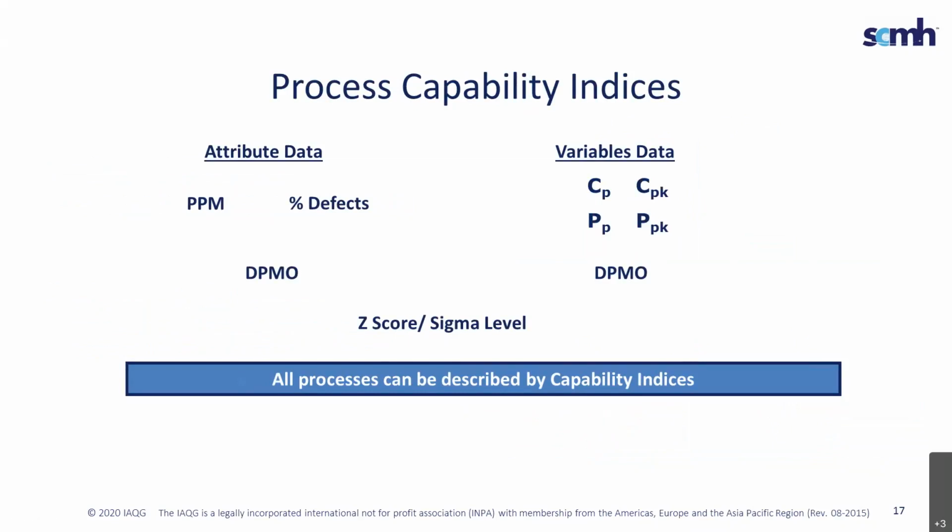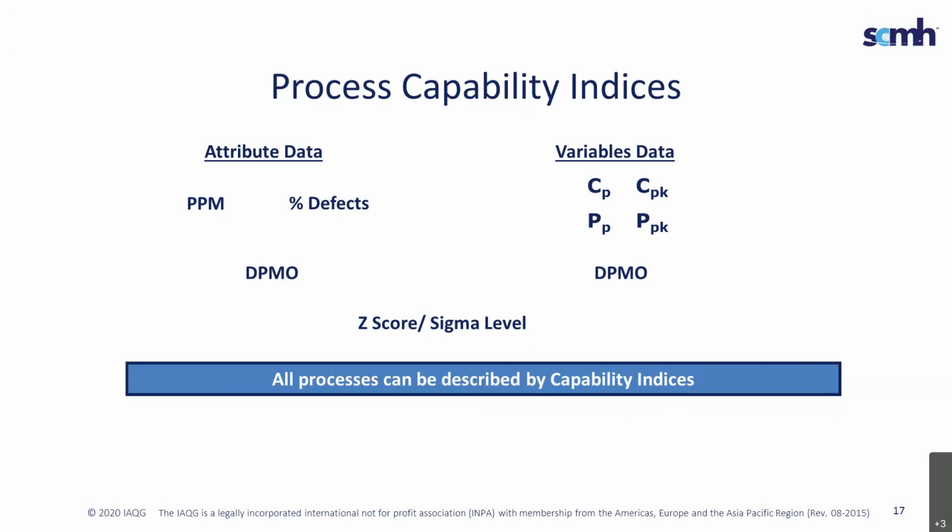Now, that can be turned into what they call defects per million opportunities or defects per million parts. And once you have that, you can turn it to a Z-table, which gives a Z-score or a sigma level. If you have variable data, CPs, PPs, CPKs, and PPKs are indices that are typically used for that because you can use the mean and standard deviation to calculate that.